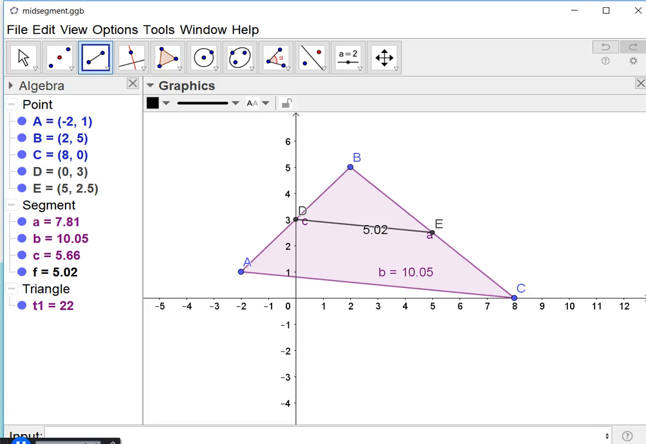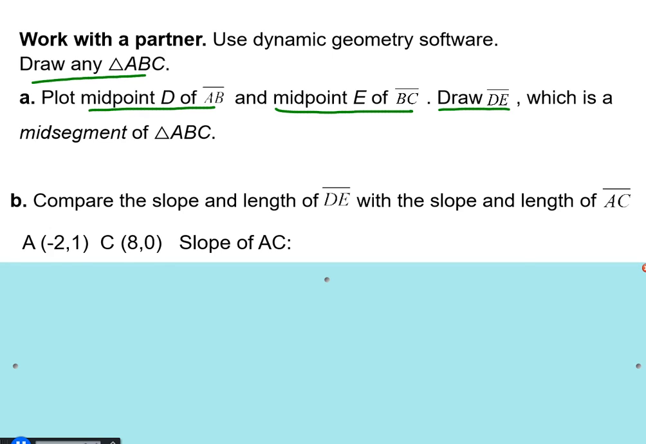So we're going to start out by finding the slope of AC, and we have that A is the point -2, 1, and C is the point 8, 0. So we're going to come over here, and here's our 2 points. A was -2, 1, and C was 8, 0. So we know that to find slope, we do y minus y, so 0 minus 1 over x minus x, 8 minus -2, which gives us -1/10. So the slope of AC is -1/10.